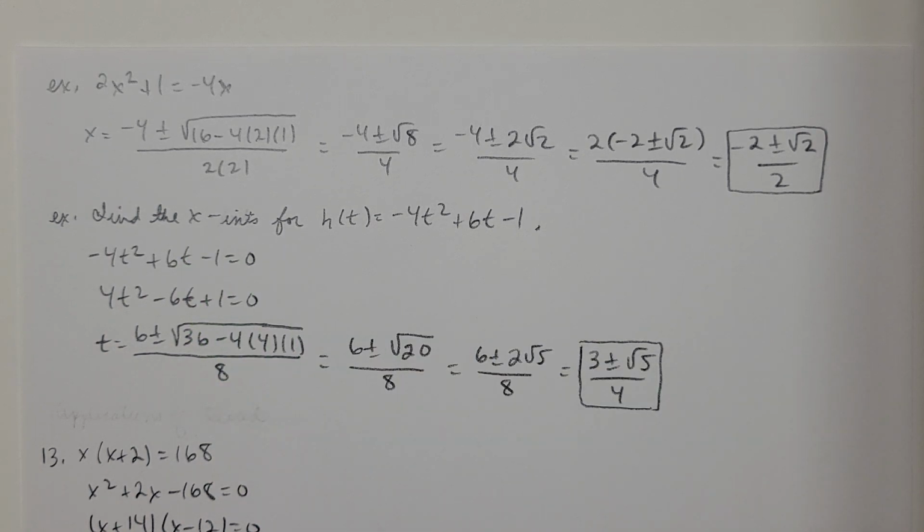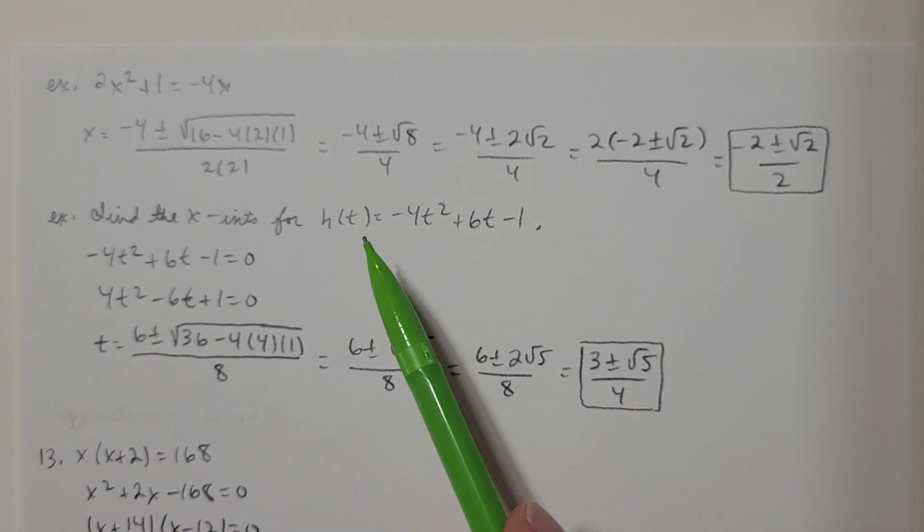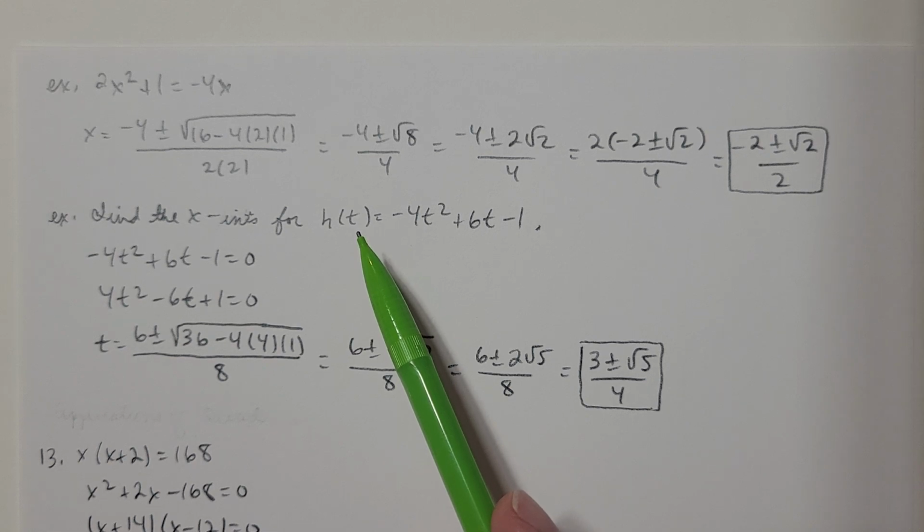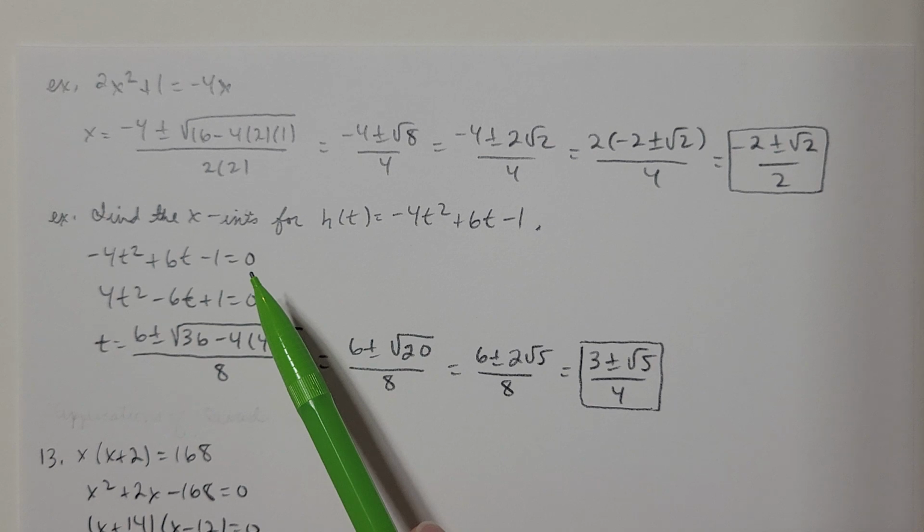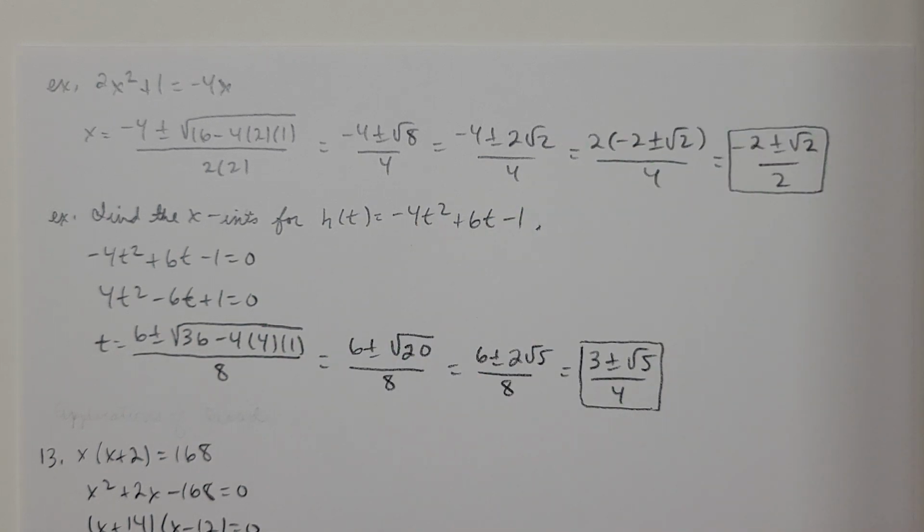Let's try another one. In this example, we want to find the x-intercepts for the function h of t equals negative 4t squared plus 6t minus 1. The x-intercepts are found by letting y be 0. Y and h of t are the same thing, so I need to let h of t be 0 and then solve.